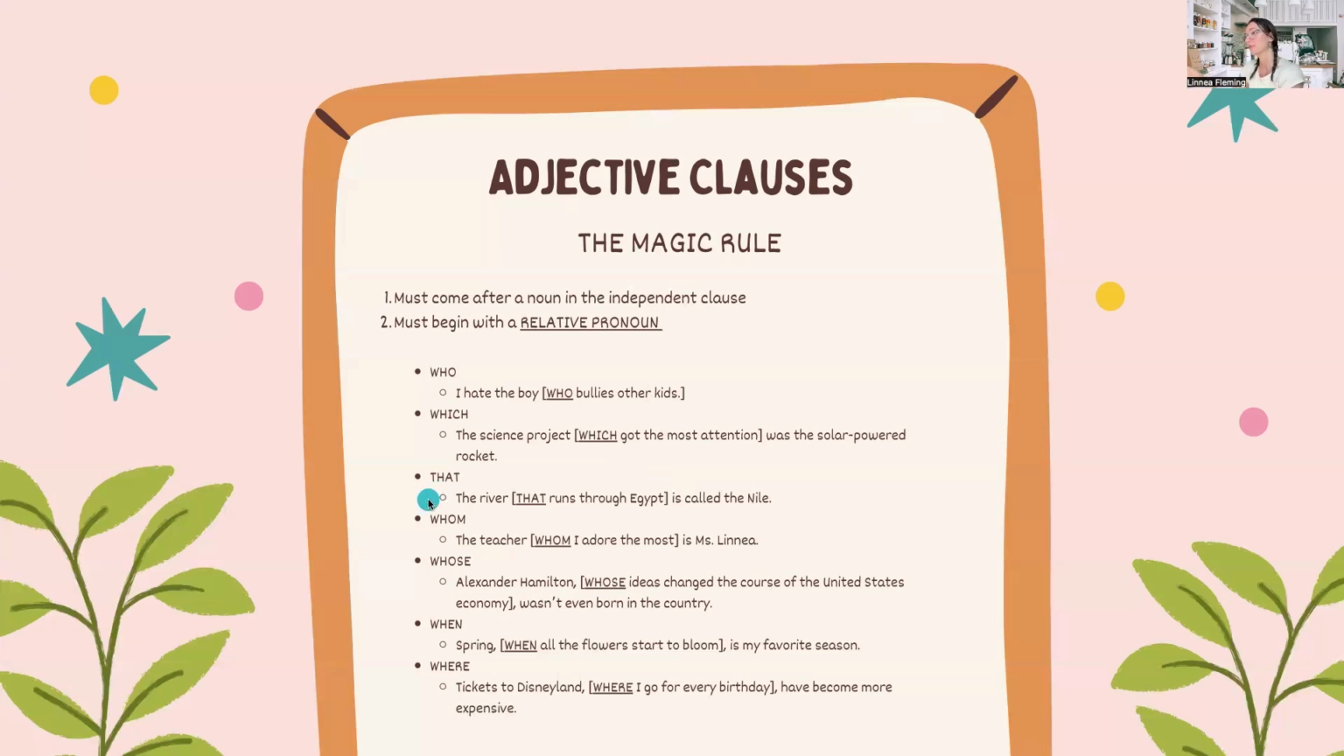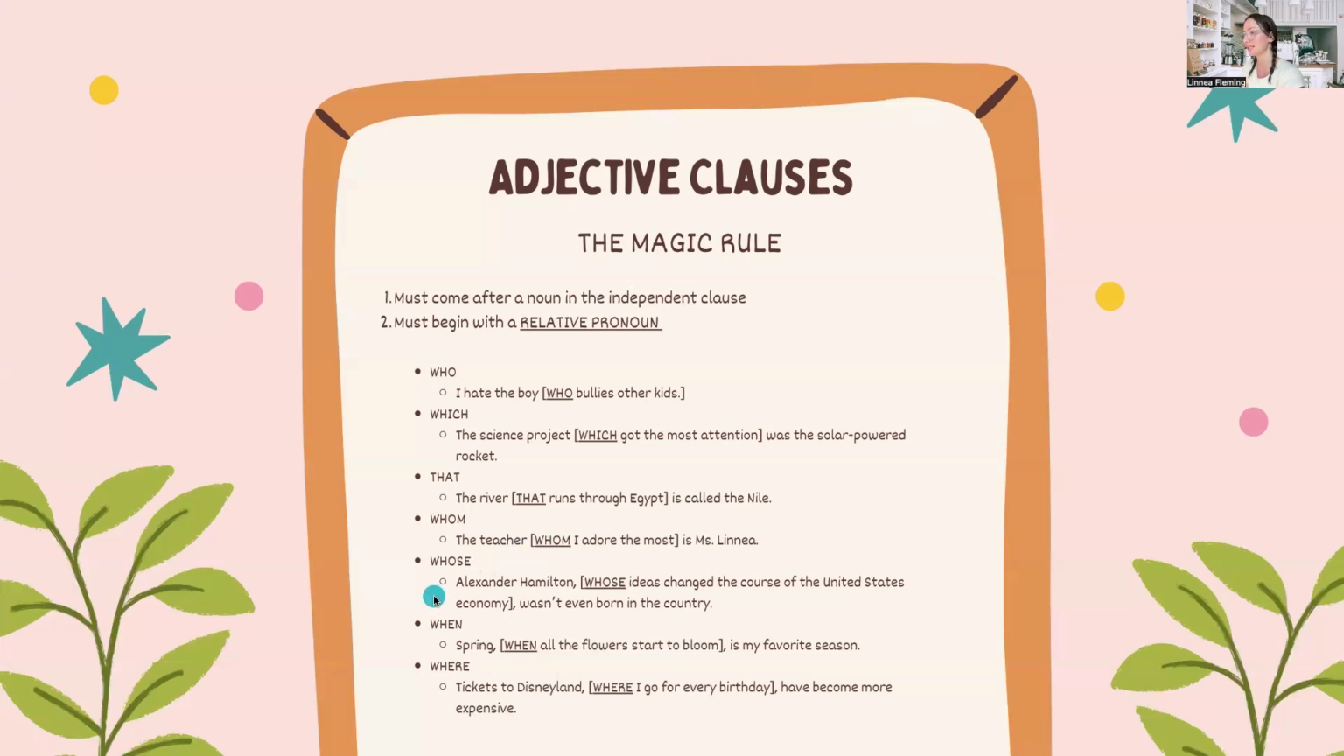The river that runs through Egypt is called the Nile. Notice how each one of these adjective clauses comes after the noun that it's trying to describe. Which river? Which science project? Which boy? The teacher, whom I adore the most, is Miss Linnea. If you don't know the difference between who and whom, that's something you should probably look up. I'm not going to teach it to you right now, but that's really easy to learn. Ask ChatGPT or go to Google. The teacher, whom I adore the most, is Miss Linnea. Whom I adore the most is referring to the teacher.